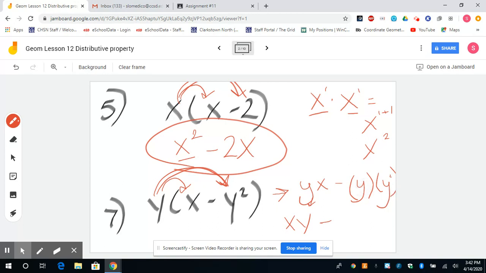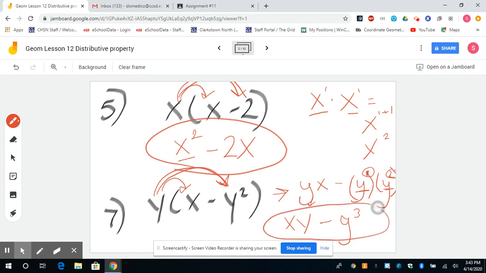So remember, when you multiply two things with the same base, what do you do with the exponents? You add them. So we have y to the first, basically, because we have 1y, and we have y squared. So then you would add these. 1 plus 2 is y to the third power.